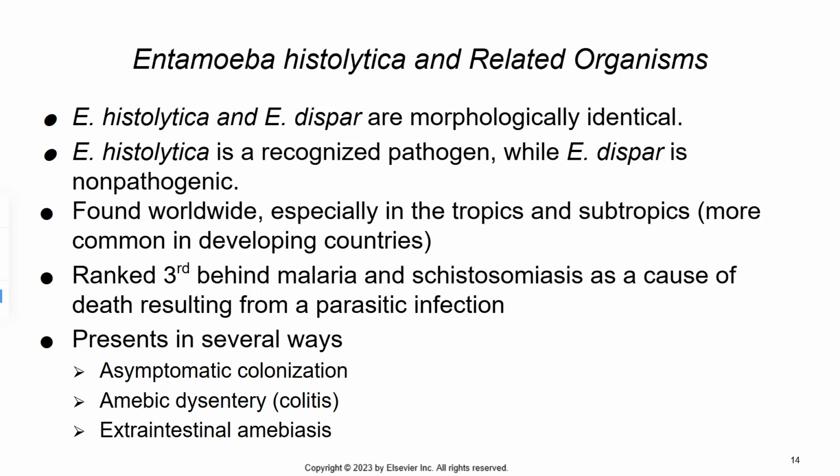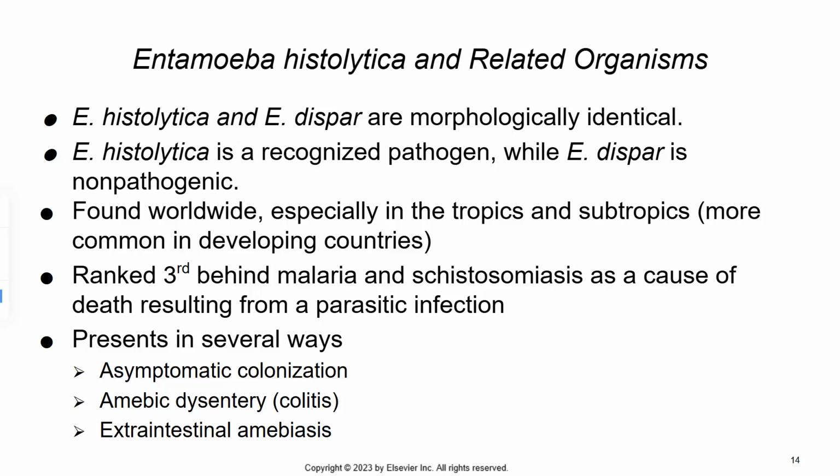They're found worldwide, especially in the tropics and subtropics, but more common in developing countries. Ranked third behind malaria and schistosomiasis as a cause of death resulting from parasitic infection. The parasite presents in several ways: asymptomatic colonization, amoebic dysentery or colitis, and extraintestinal amoebiasis. Asymptomatic colonization has no symptoms, but it colonizes the large intestine.